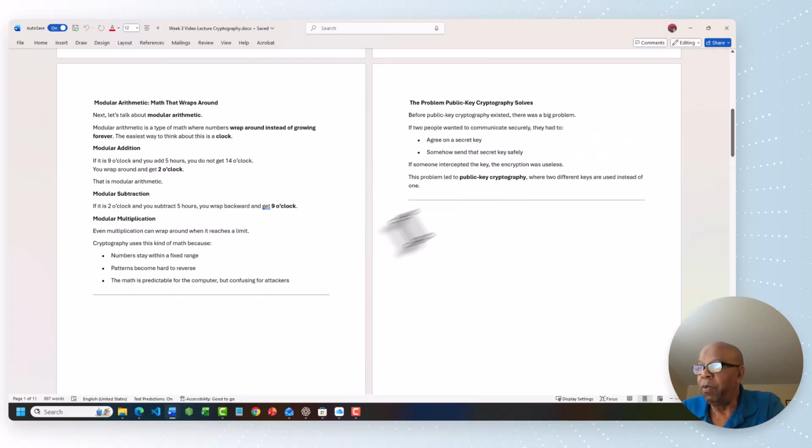Math is predictable for a computer, but confusing for attackers. If I had a math computer program, I probably could bust it, but for just a regular hacker, it's going to be very difficult.